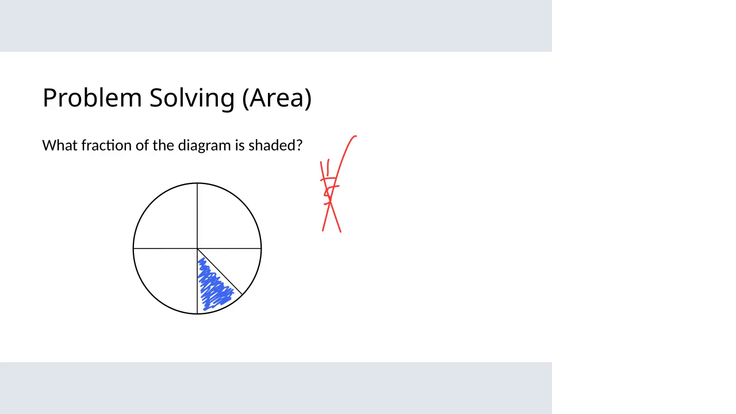So instead, what you want to think about, there's 2 different ways you could approach this. You could make every piece in the picture the same size. That would be perfectly fine.